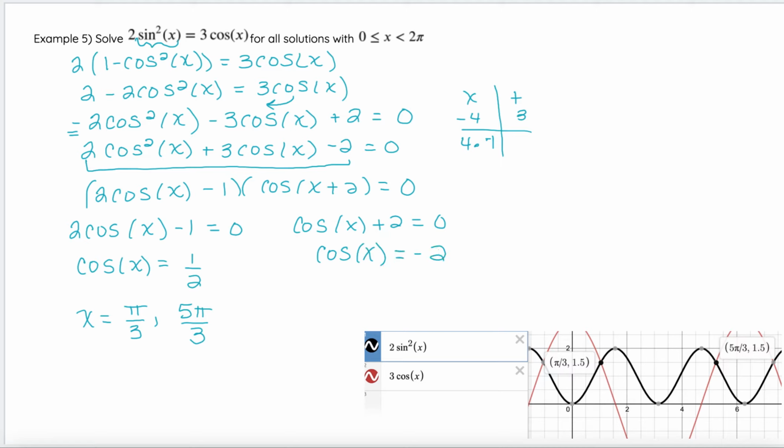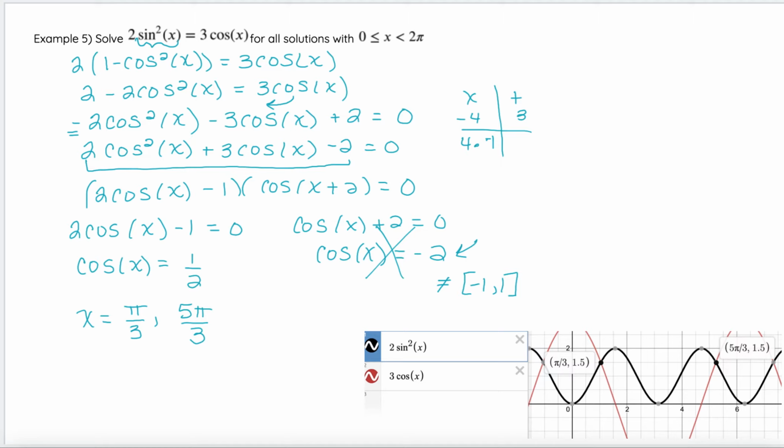Oh, again, this one is going to have no solution since -2 is not in our range. When we're looking for its inverse, it's not in the range, so it's not possible. Notice this time when I graphed, I set the left-hand side equal to 2 sine squared of x, and then I put another line for 3 times cosine of x. This is an alternative method that we learned in college algebra.